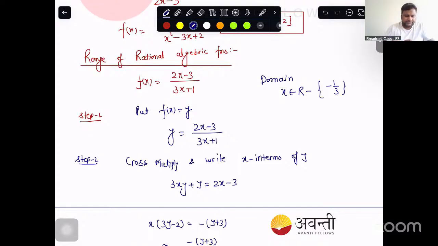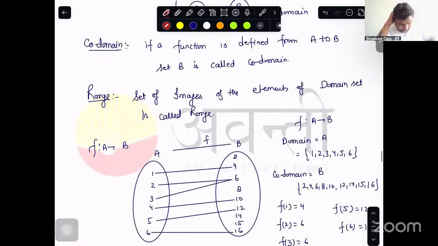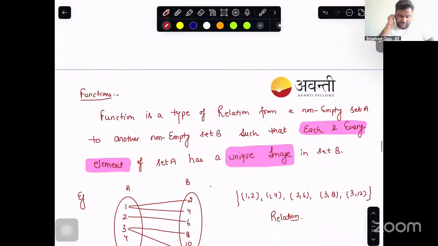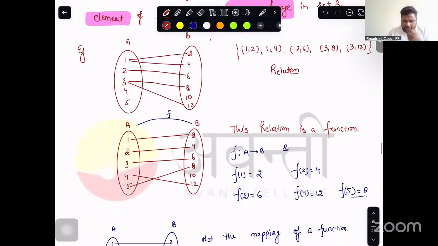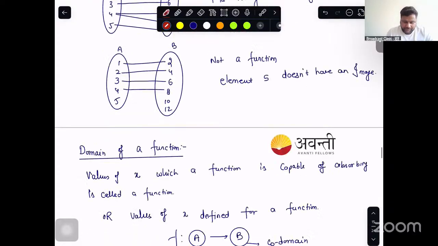So, shall we start? Okay. So, in the previous class, we have just started with functions. And we started with a very basic definition that a function is a relation from a non-empty set A to another non-empty set B such that each and every element of set A has a unique image in set B. Yes or no? Then there were a few mappings of relations which can be a function or which cannot be a function.